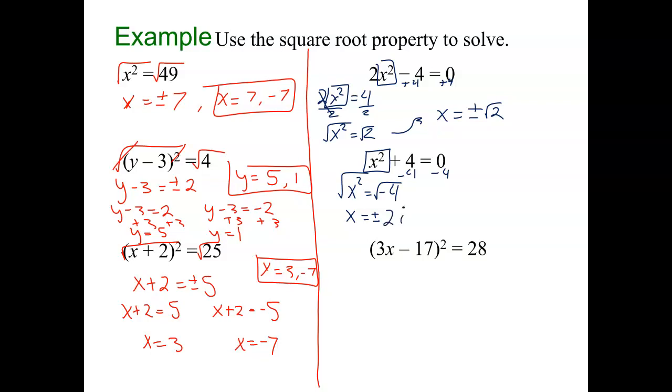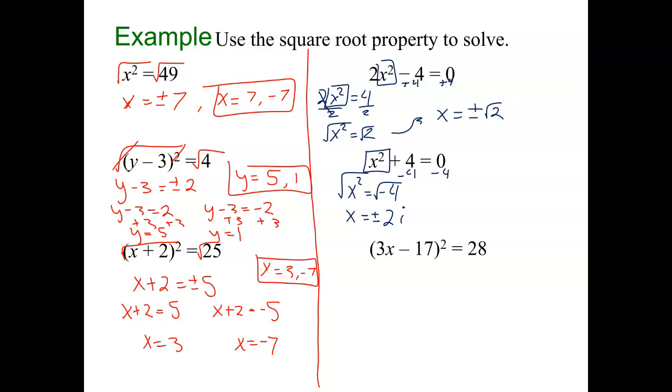2i. We have our complex numbers. I told you from now on we can square root those negatives because now we know how to deal with it. With the i. So now I have positive and negative 2i. So I still have 2 answers. They're both just imaginary.